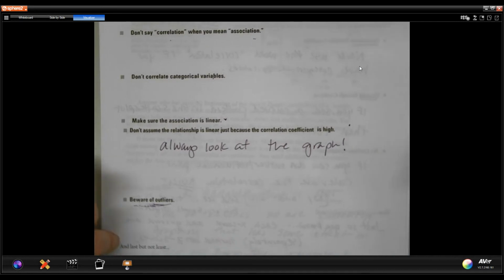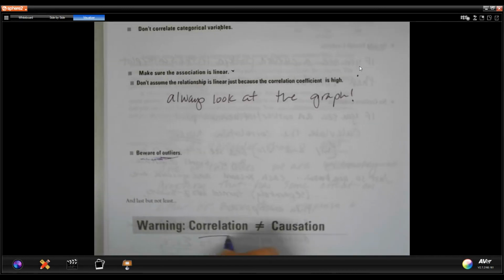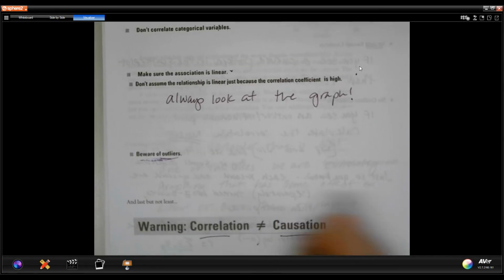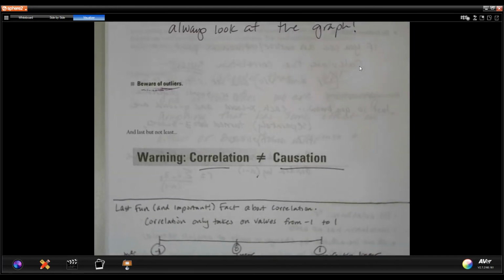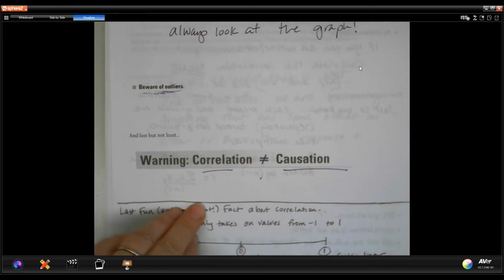And finally, last but not least, correlation does not equal causation. Even if we see a very strong correlation, a perfectly linear correlation, that doesn't mean that the explanatory variable causes the response variable or vice versa. It means there is a correlation: as one increases, the other increases, or as one increases, the other decreases. It tends to. It does not mean that it's causing anything. So be really careful about that.